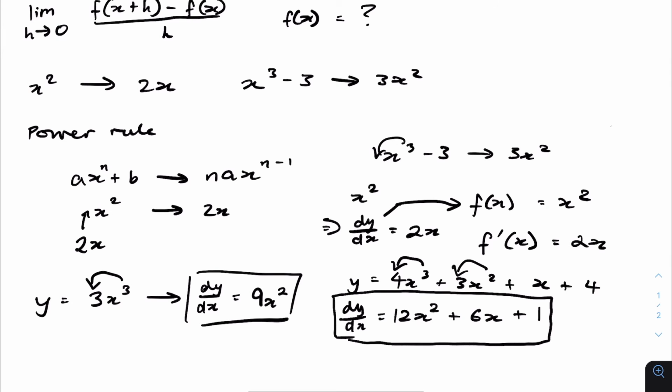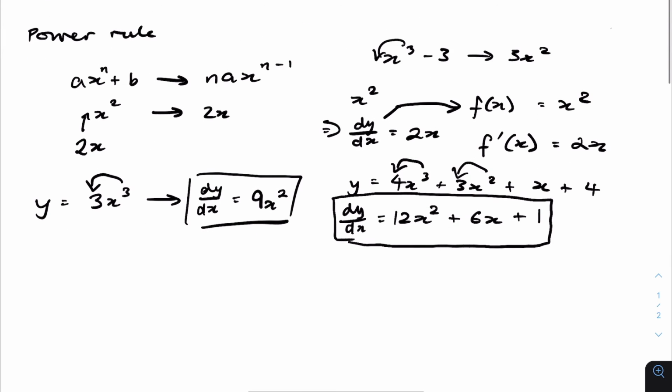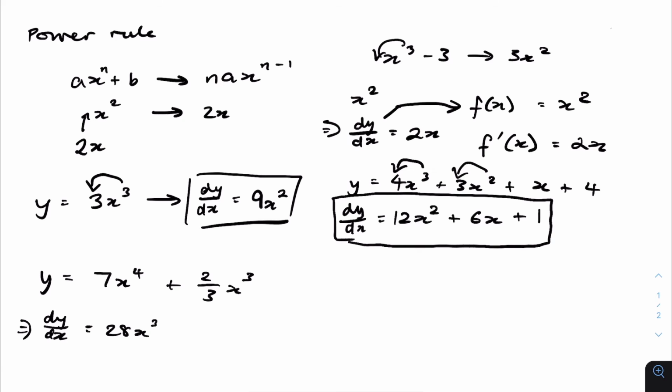And let's just do one last problem to ensure that we've actually grasped the power rule. Let's say we have y equals 7x to the power of 4 plus 2 over 3 x to the power of 3. Okay, so this one's pretty straightforward. We can just say that dy over dx, which is the way we write it, is equal to 7 times 4 is just 28, decrease the power by 1, 28x to the power of 3.